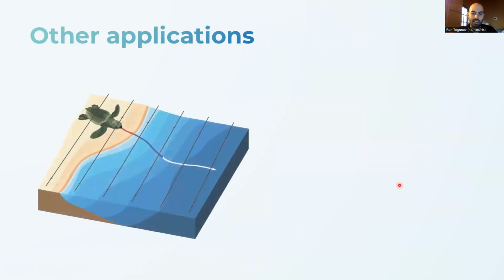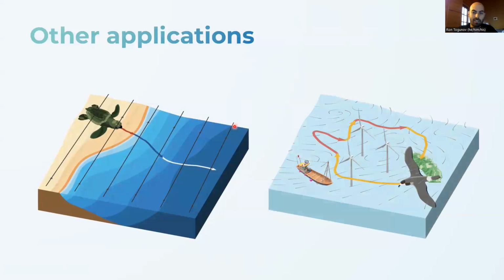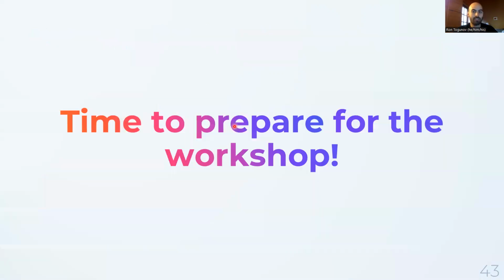So hidden Markov models are very flexible and extendable. Some of the work I presented could be used, for example, to investigate sea turtle navigation relative to ocean currents and magnetic fields, or the flight of seabirds relative to winds and anthropogenic factors such as wind turbines or fishing vessels. So that concludes the first lecture.